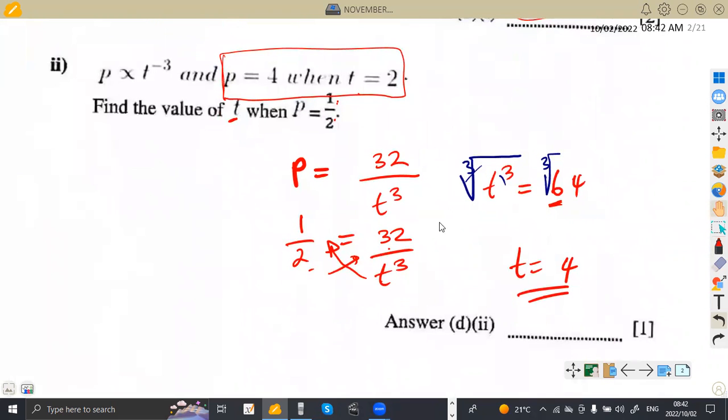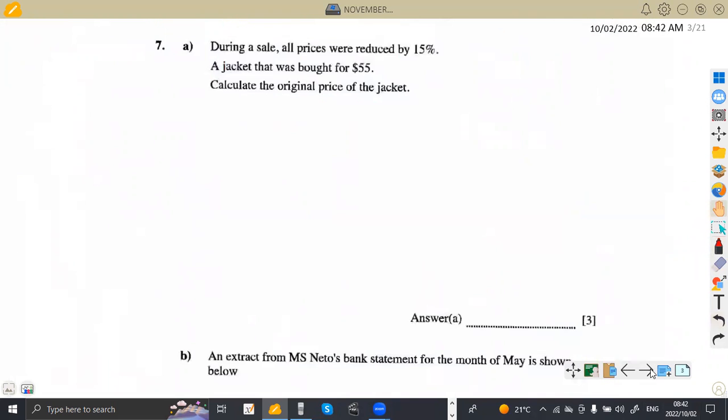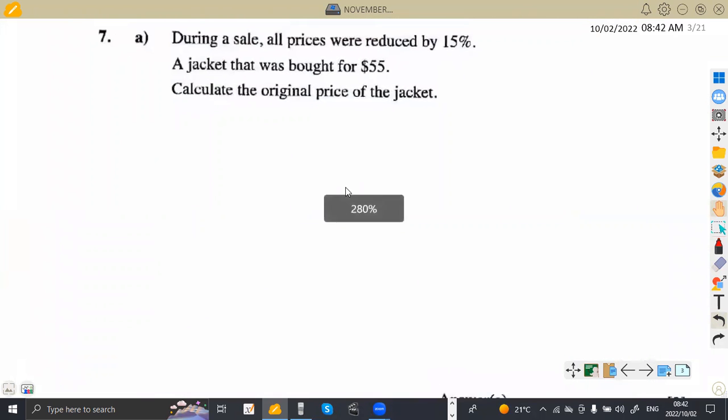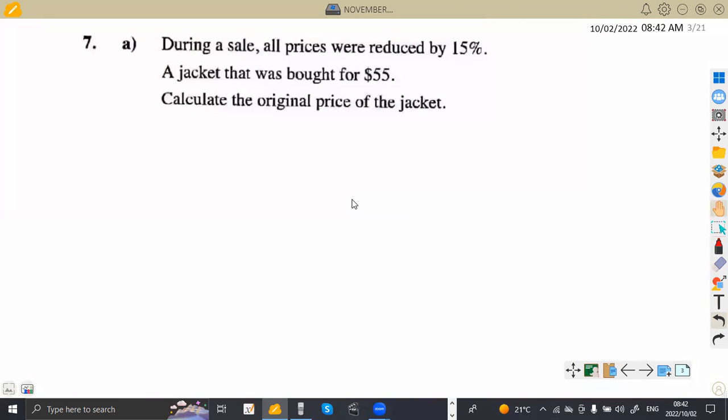So that was the idea of the question there. So please, guys, please understand the questions that you're given. Okay. During a sale, all prices were reduced by 15%. That is number 7. So in this case, a jacket was bought for $55. Calculate the original price of the jacket. Okay, this is a reduction which has taken place.